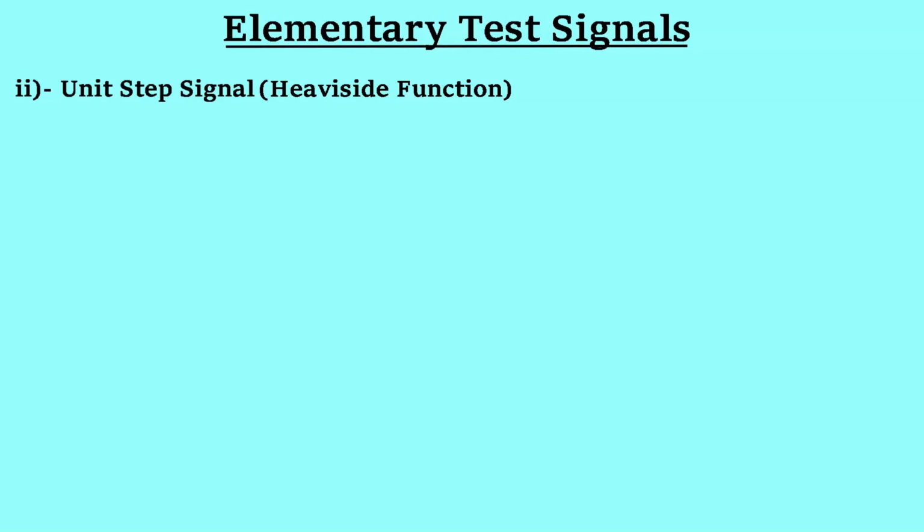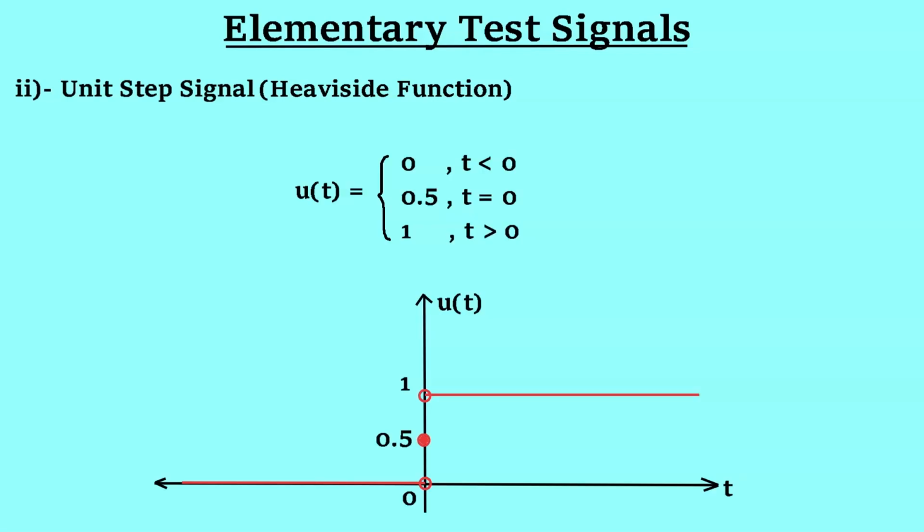The second test signal is the unit step signal, which is also referred to as the Heaviside function. The value of the unit step signal is equal to 1 when time is greater than 0 and is equal to 0 when time is smaller than 0. At t equal to 0, the value of the unit step signal is equal to 1/2. Here, the word unit signifies the value of the function when time is greater than 0. However, the value at time equal to 0 will also change.